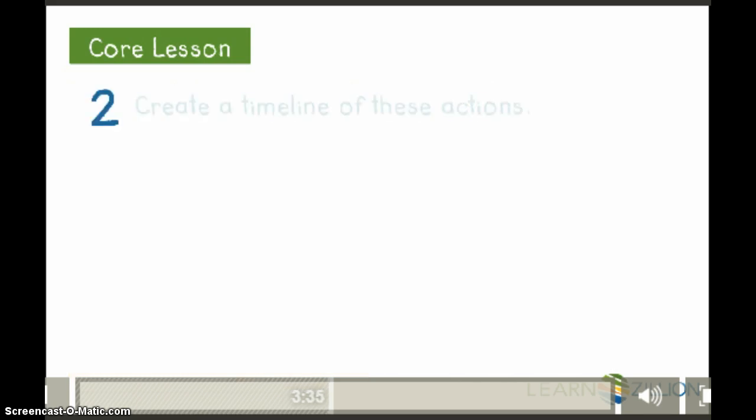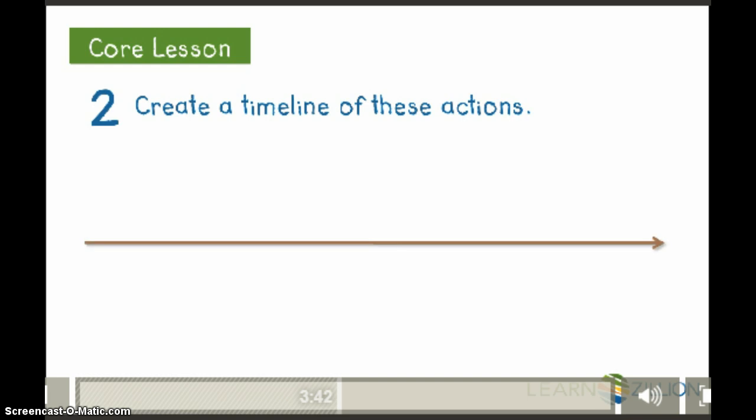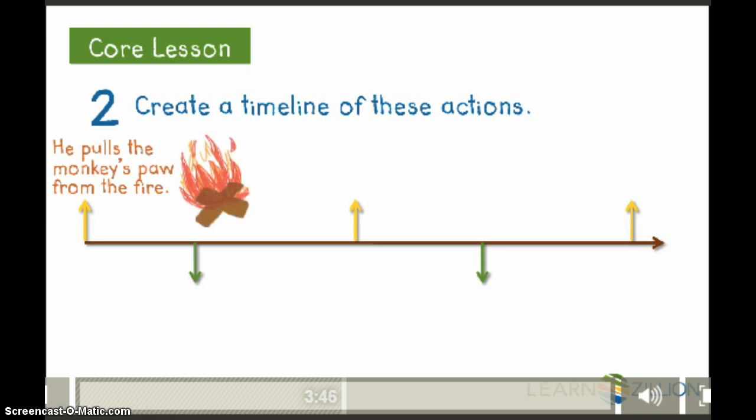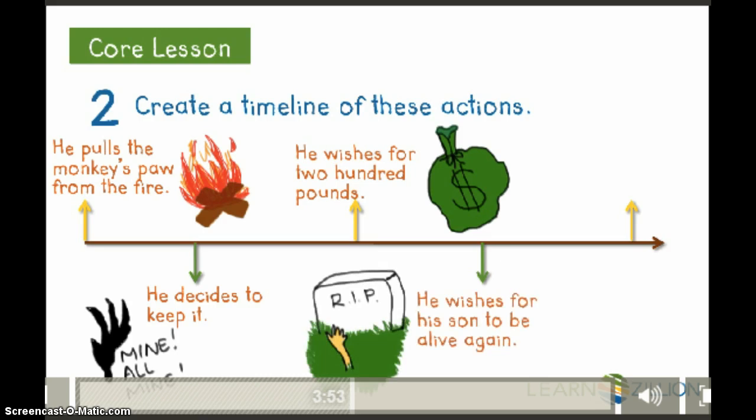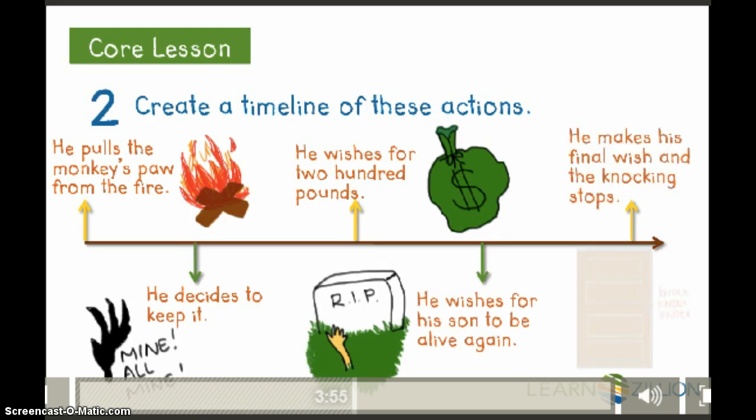Our next step is to create a timeline of these actions. Our timeline will have a long line going horizontally with the actions plotted in order along the line. He pulls the monkey's paw from the fire, decides to keep it, wishes for 200 pounds, wishes for his son to be alive again, and then makes his final wish, which stops the knocking.